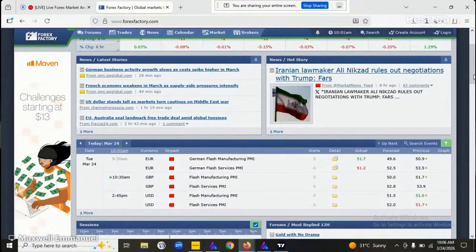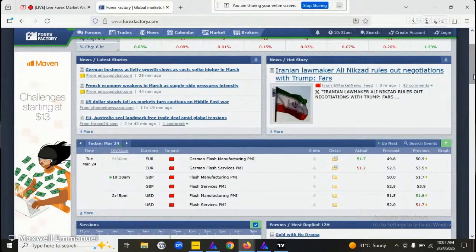And by 10:30, Great Britain will be releasing its flash manufacturing PMI and flash services PMI. Then by 2:45, the United States will be releasing its flash manufacturing PMI and flash services PMI. Okay, so if you are considering trading Euro, GBP, and USD pairs, you should be very conservative.